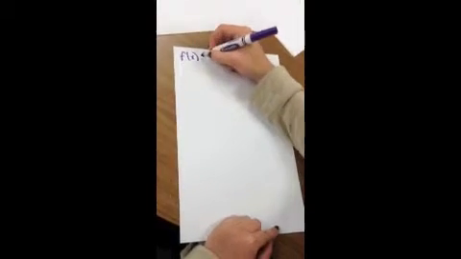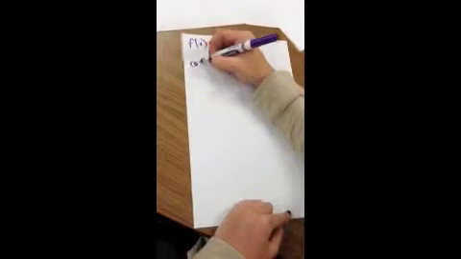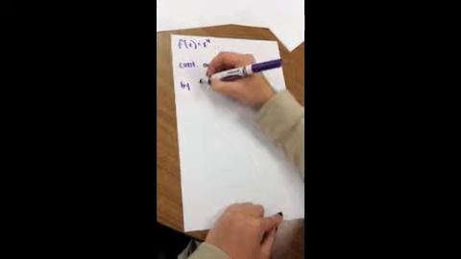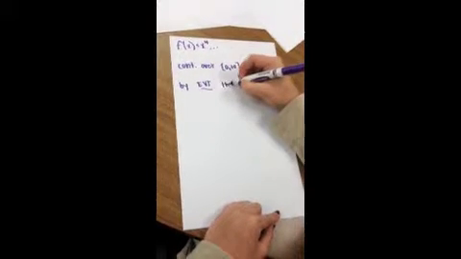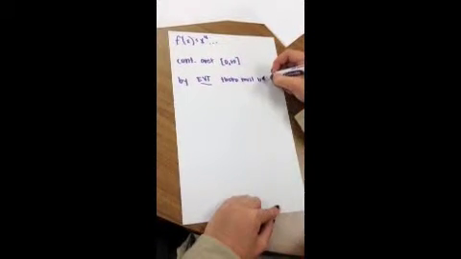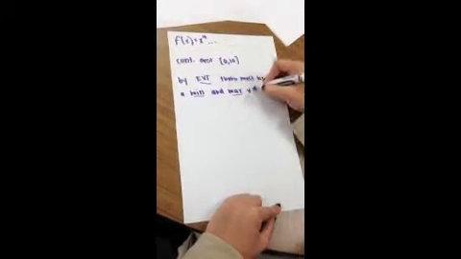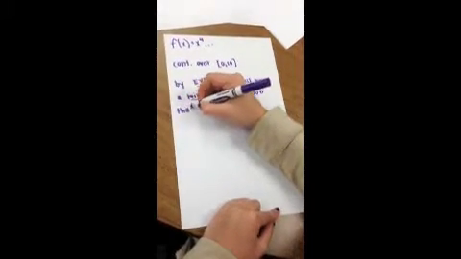Now let's look at an example. If f of x is x cubed and it's continuous over the closed interval 0, 10, by the EVT we know that there must be a maximum and a minimum over this closed interval.